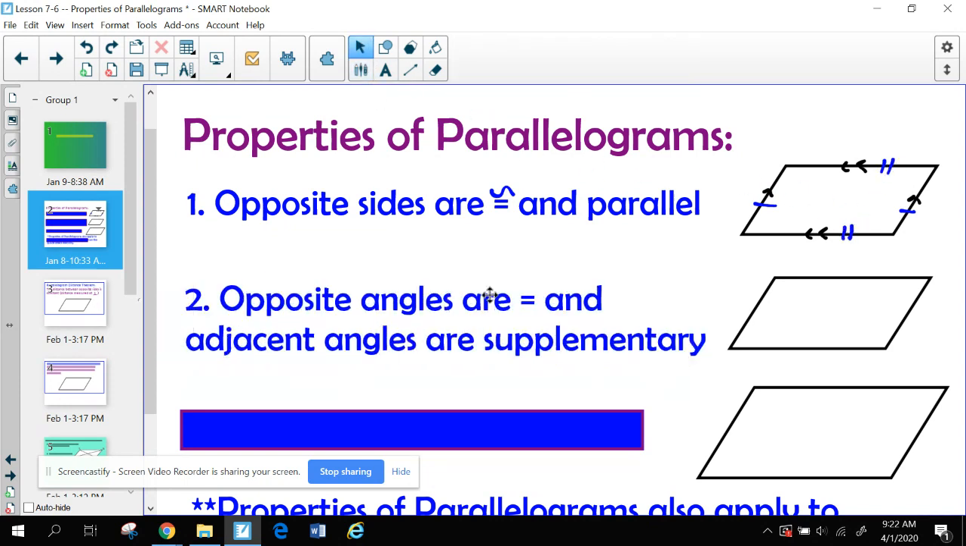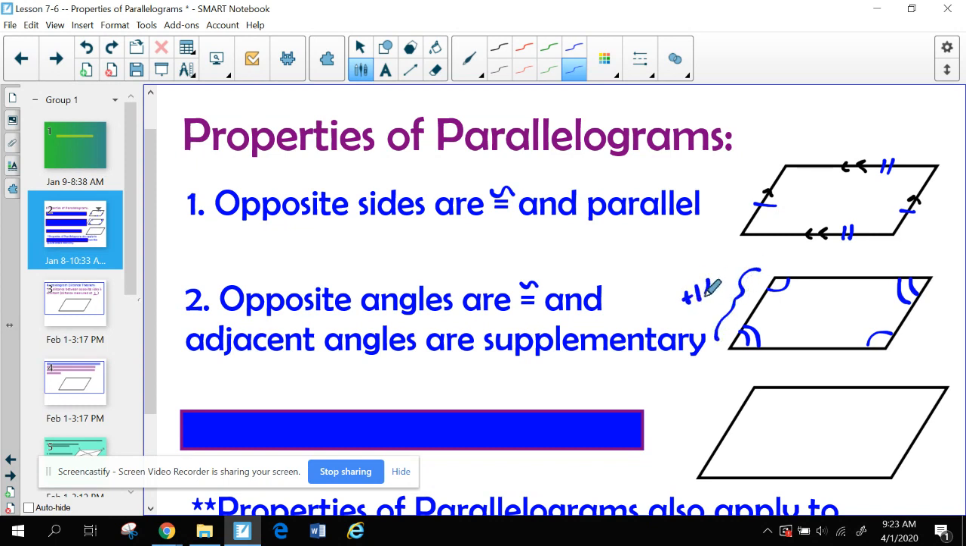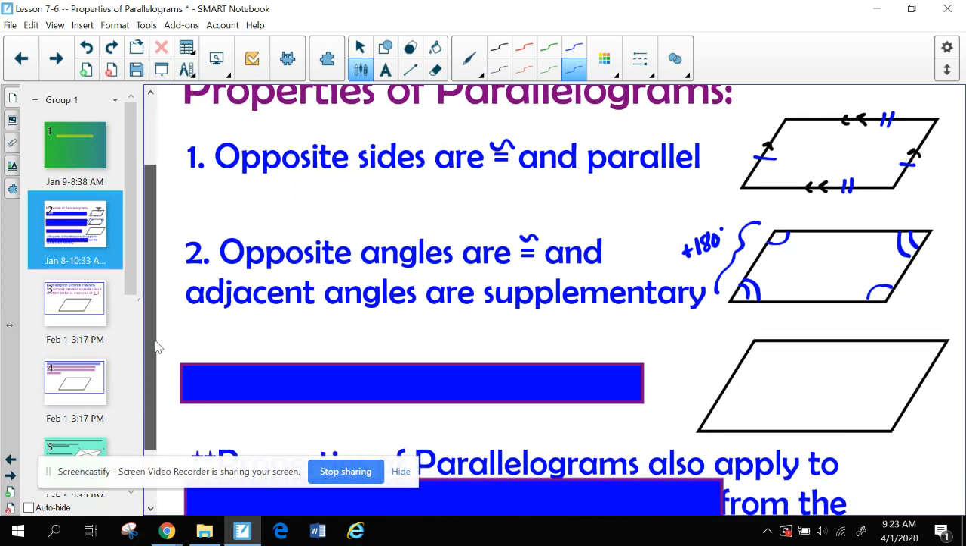Second property, opposite angles are going to be congruent and adjacent angles are supplementary. So I could say opposite angles are congruent, and we know adjacent angles, these two have to be supplementary, which means they're going to add to 180 degrees.